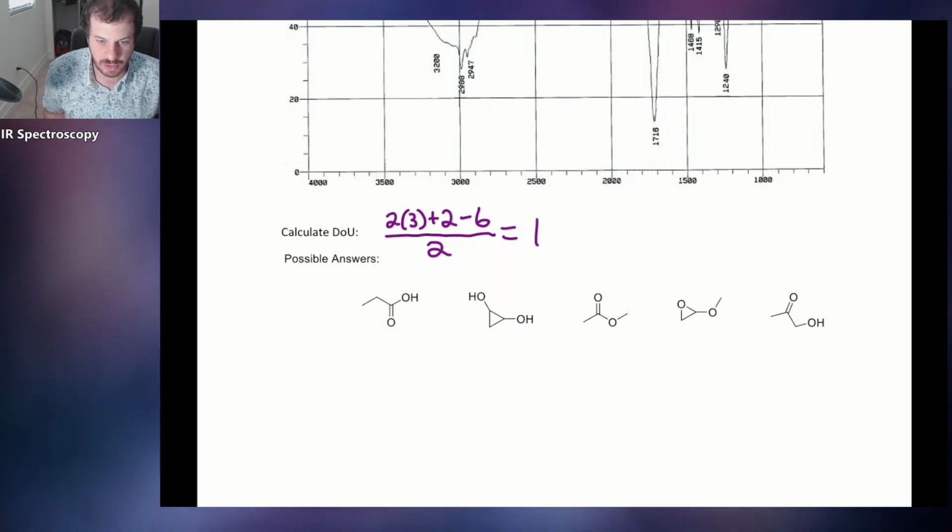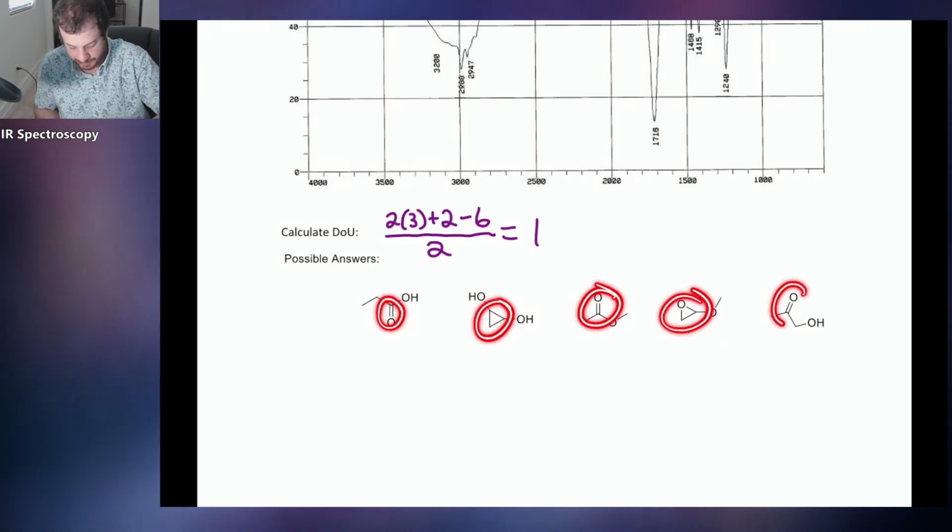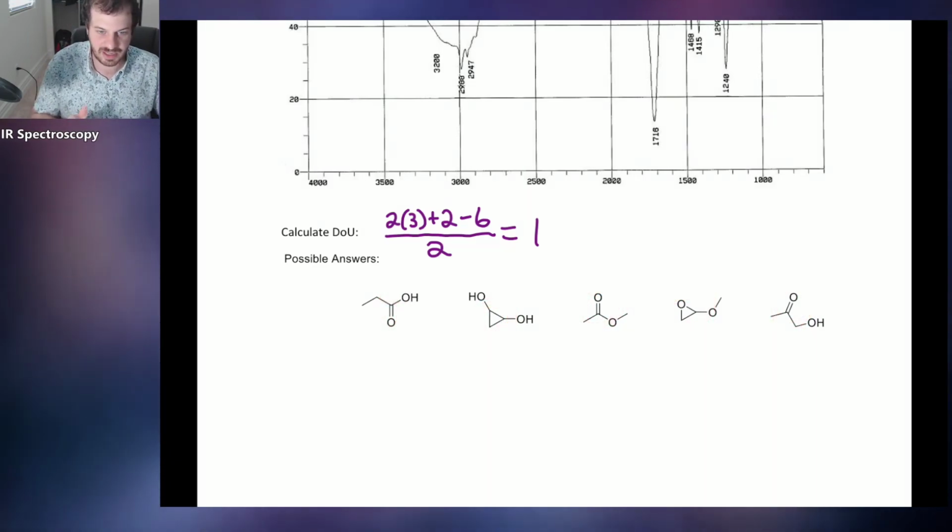So we can go ahead and cross out any of these molecules that have other than 1 degree of unsaturation. But if I look at all these molecules, they all have exactly 1 degree of unsaturation. This has a pi bond, this has a ring, this has a pi bond, this has a ring, this has a pi bond. So we can't eliminate any of these due to the degrees of unsaturation.